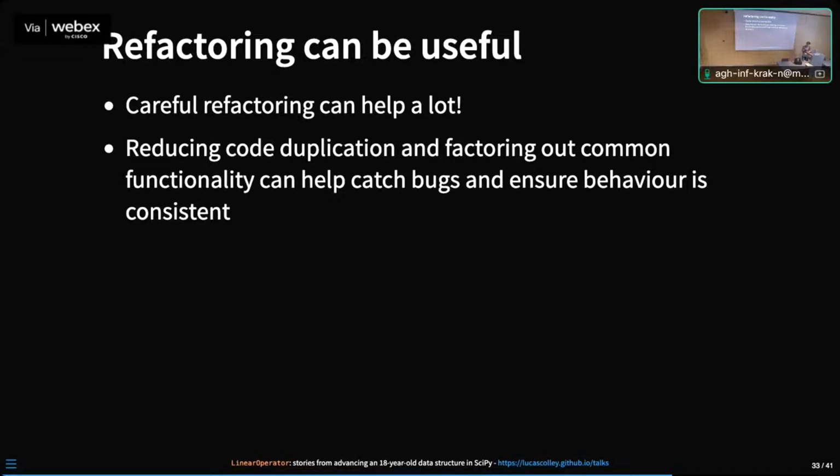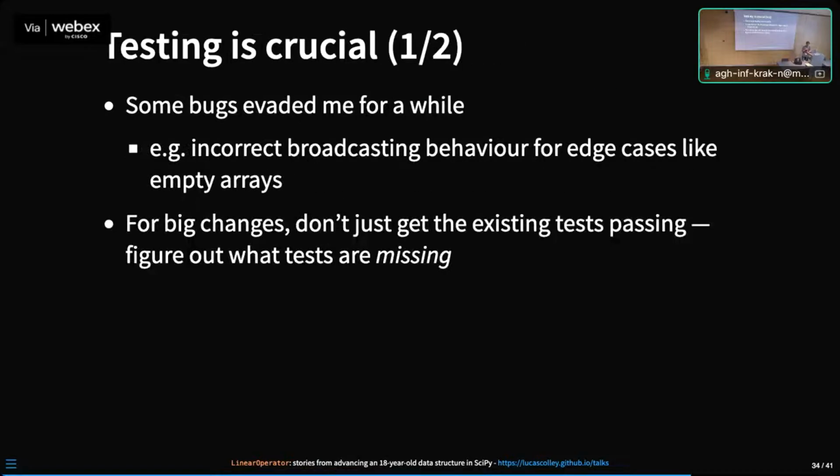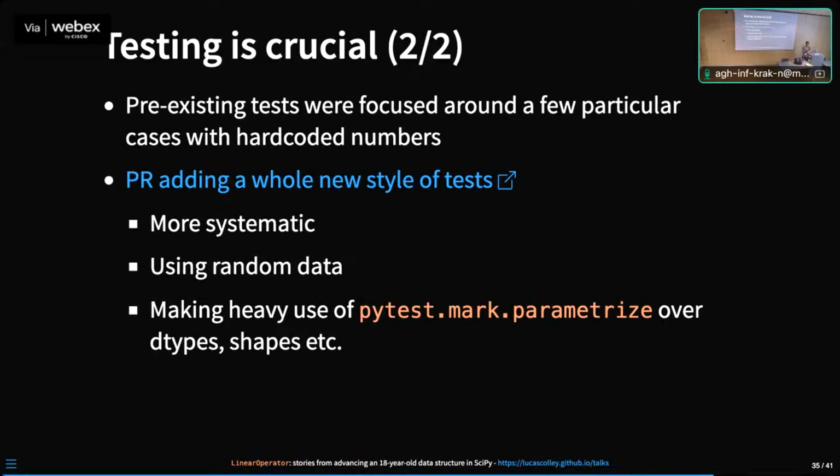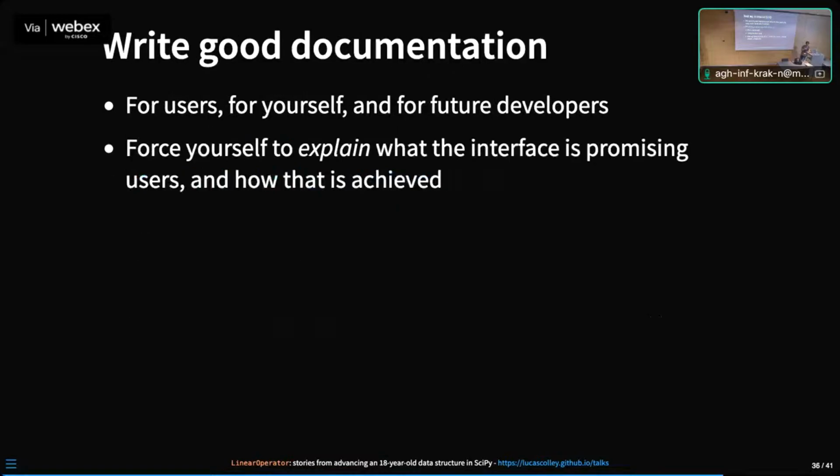A few things I'll skip over for time. Refactoring can be very useful. Testing is also very crucial. You want to figure out what tests are missing, not just get the existing tests passing. In particular here, we used a lot of systematic tests with random data, a heavy use of pytest.mark.parametrize. You can check out that PR, but it's a lot nicer than what was pre-existing.